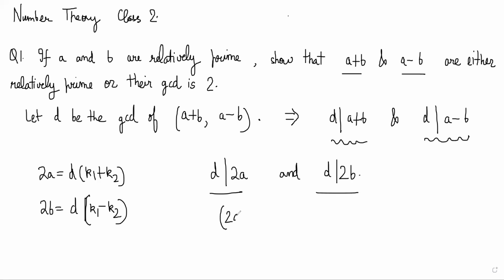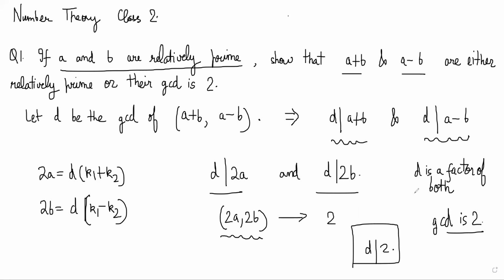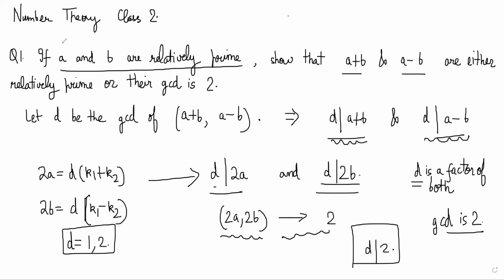So what is the GCD of 2A and 2B? It is 2, because A and B are relatively prime. So if D divides 2A and D divides 2B, then D is a factor of both, and the GCD of them is 2. GCD is the greatest common divisor, right? So then D must divide 2. So D is either 1 or 2. Correct, I didn't notice. So till here, D divides 2A and D divides 2B. Because A and B are relatively prime, the GCD of 2A and 2B is 2, and D is one of the divisors, so D must divide 2.